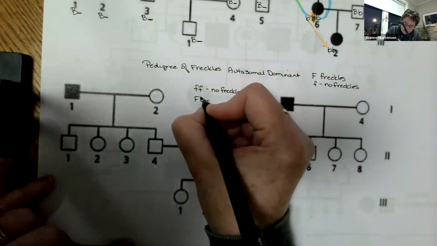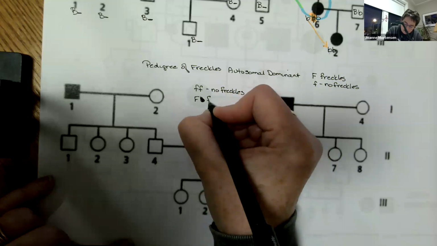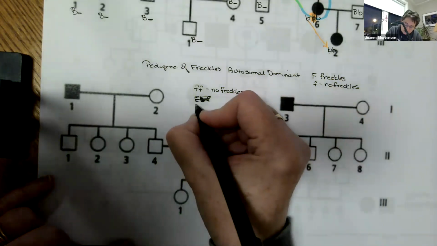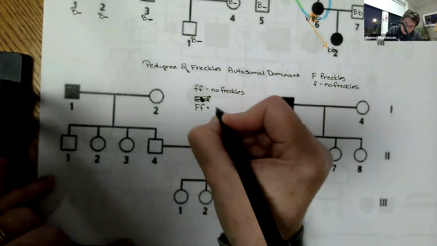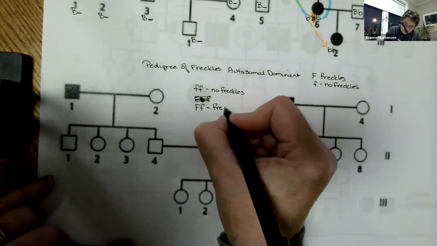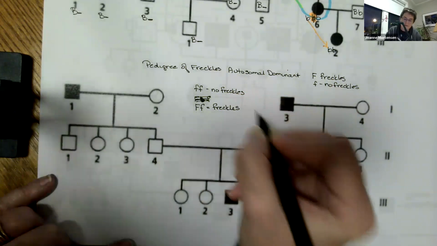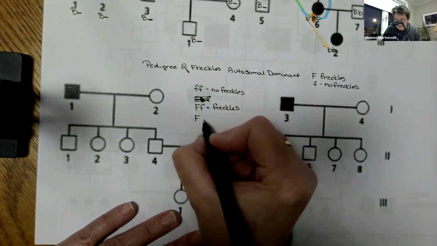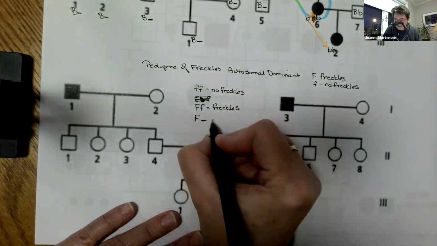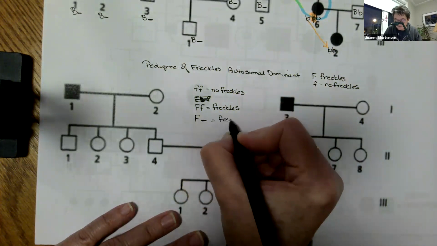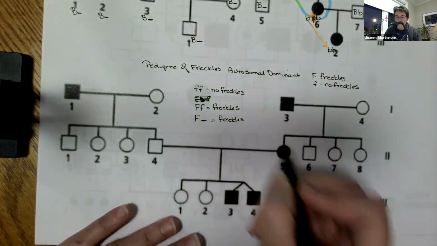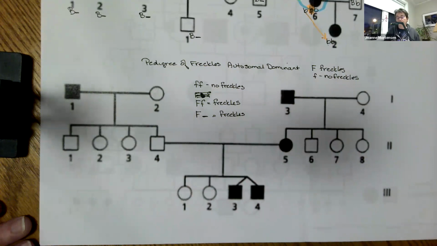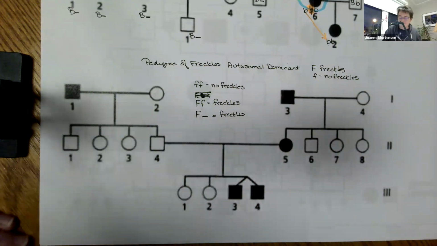Oh, my bad. Doing the other question. Start over. Try again. Capital F, little f. That's going to be freckles. Right? Heterozygous. And again, our other option is F with the blank. It's also going to be freckles. You can never have the 2 capital letters. It just doesn't work that way.